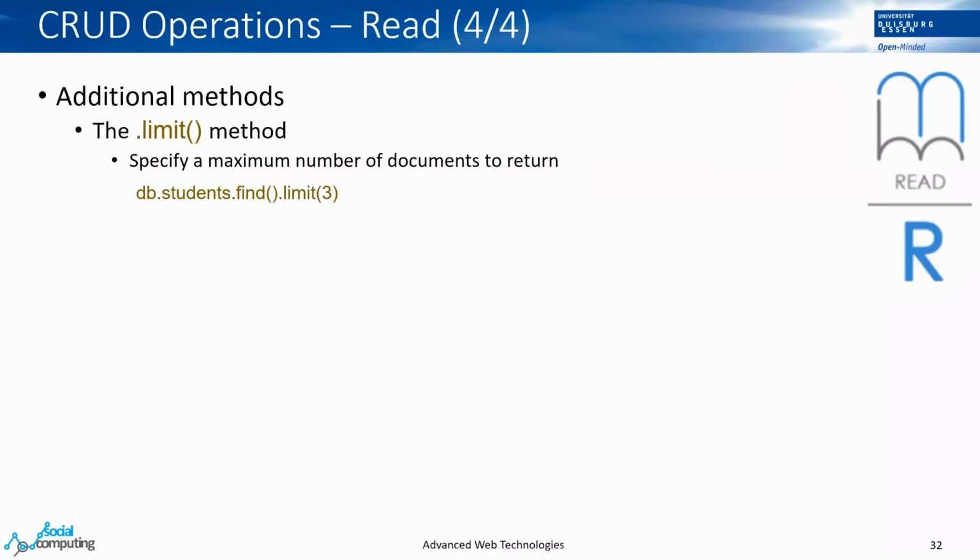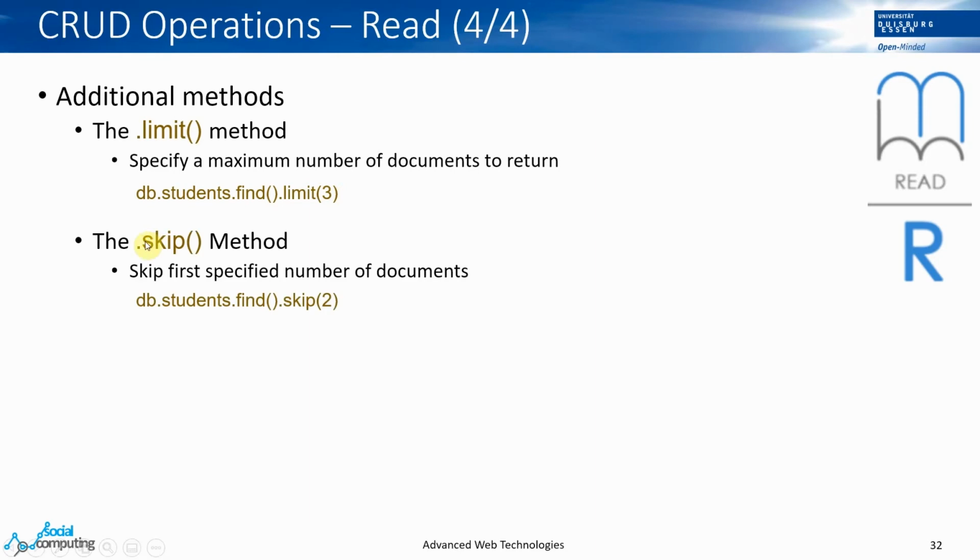The next step is that there are additional methods available with the find method to limit the data which needs to be returned. For example, you can specify after find how many items need to be returned, say only 5 items. And there is another method which is called skip. So skip the first specified number of documents, so let's say skip 2.